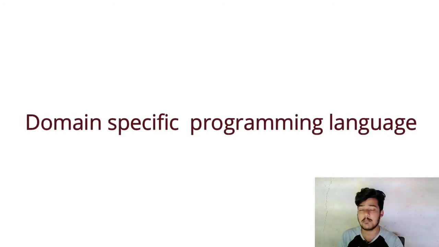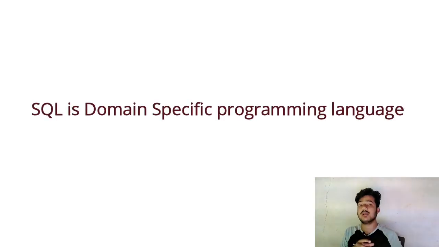Now what is a domain specific programming language? This is the second type of programming language. The domain specific programming language means it is restricted to a certain domain. So SQL comes under the domain specific programming language. It is also a programming language, but it comes under the domain specific programming language, because we can use SQL only for databases.